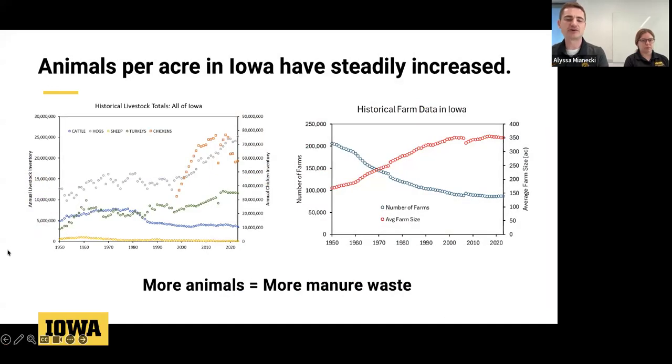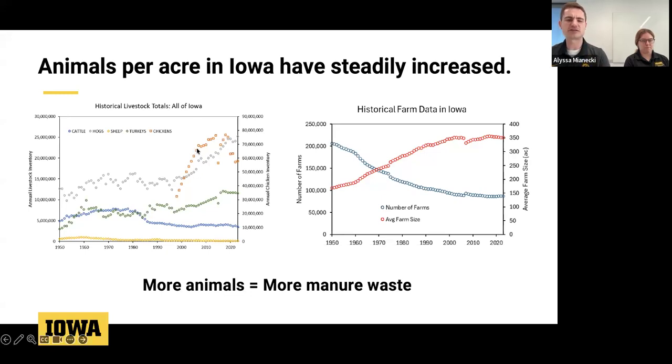As I mentioned, this is coming into focus over the last several decades, and a lot of that is just because we have more animals now than we ever did before. We've seen a pretty significant increase in our hog population. About 20 years ago or so, we had 15 million hogs in the state. Now that number is up to about 25 million.